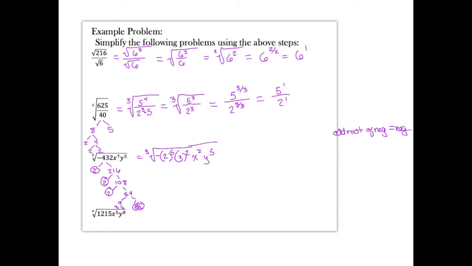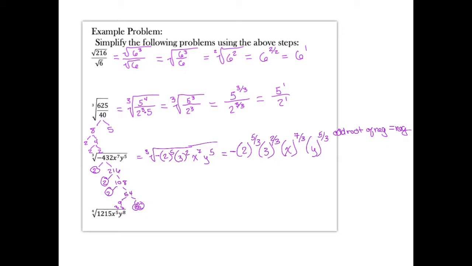So this is the only time where we're taking a radical and we'll get a negative answer when we simplify it. So now what we have is negative out front, and we're going to have 2 to the 5 over 3, and then we have 3 to the 2 over 3, and then we have x to the 7 over 3, and then this gives us y. Finally, y is equal to 5 over 3.